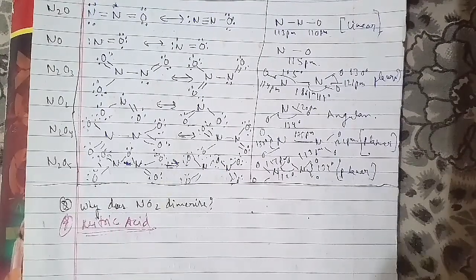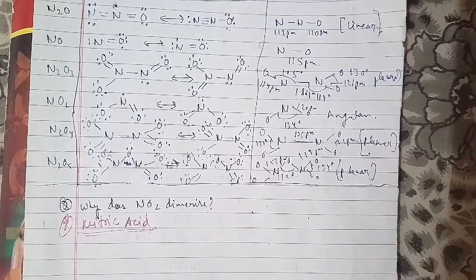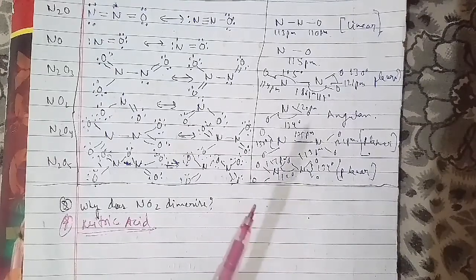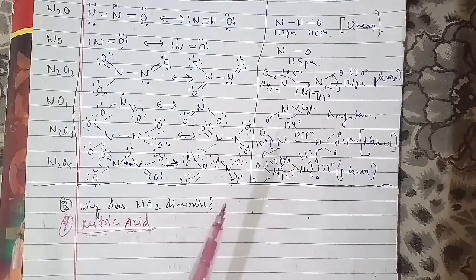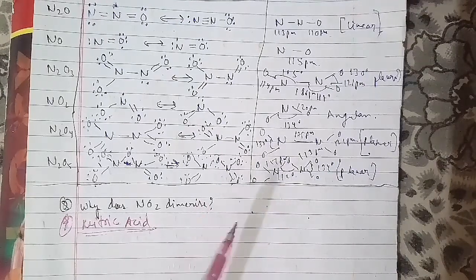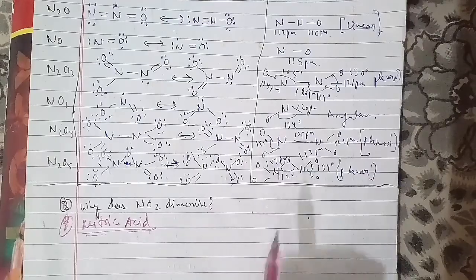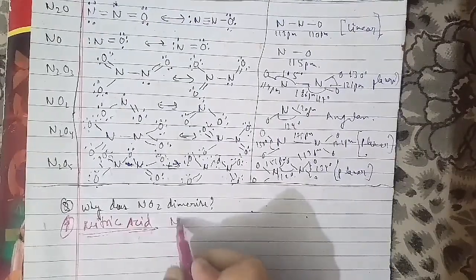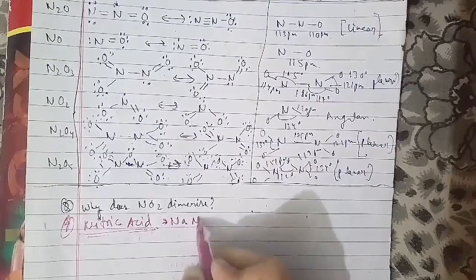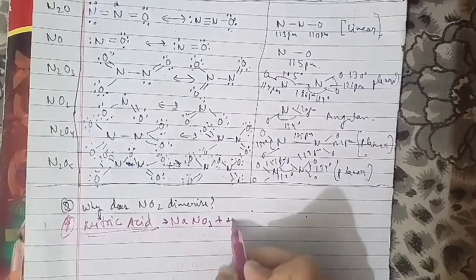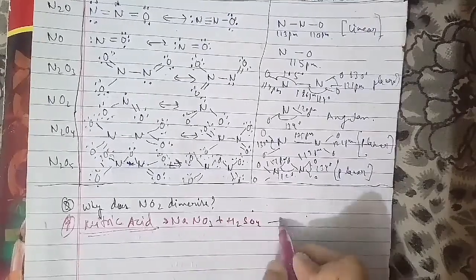On a large scale, it is prepared mainly by the Ostwald process, and this process is based upon the catalytic oxidation of NH3 by atmospheric oxygen. For that, the reaction is 4 NH3 gas plus 5 O2 gas in the presence of Pt and Rh, that is a catalyst, at 500 Kelvin, 9 bar will give 4 NO gas plus 6 H2O here.